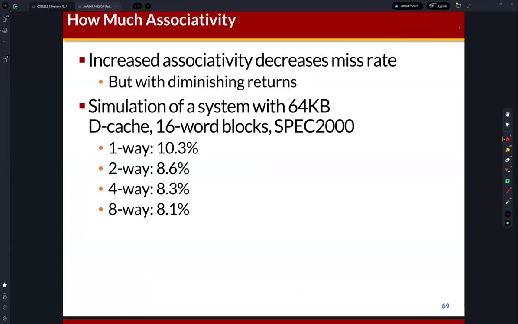Okay, so this is the hit rate of the data cache, the level 1 data cache, and this is the block size. We ran the SPEC 2000 benchmarks, and the blocks are 16 word blocks. So we can just measure the cache hit rate using the CPU simulators. We can run the benchmarks, and then check the cache hit rate using the CPU simulator, right?